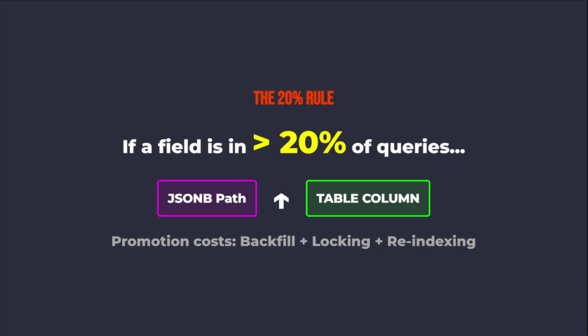If a field is queried in more than 20% of transactions, it must be promoted out of the JSONB column into a dedicated relational column. Migrating data between relational and JSONB structures is a non-trivial operational cost.